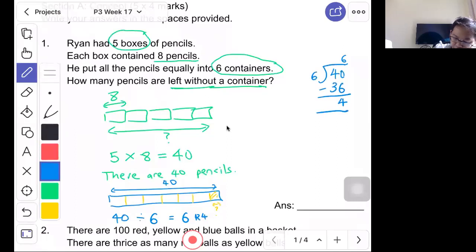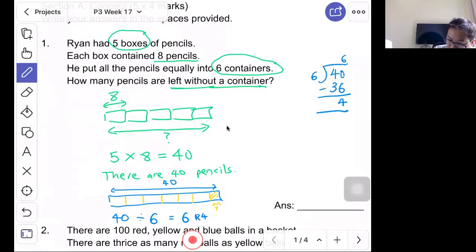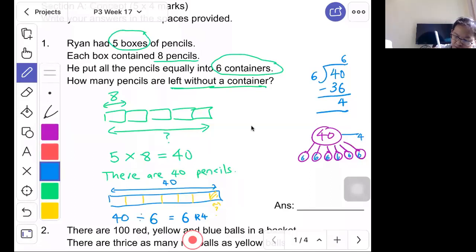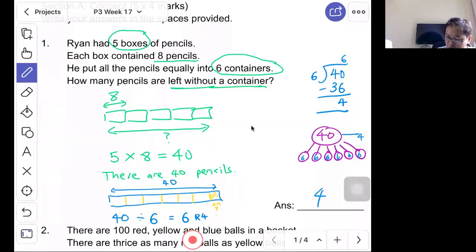For those people who don't really get it, what it means is that here there are 40, right? So I put it into 6 containers. So now I know one container has 6, 6, 6, 6, 6, 6, and here has 4 remainder. So this is the 4 that is without a container. So the answer is 4. Let me finish off with the statement: 4 pencils are left without a container.